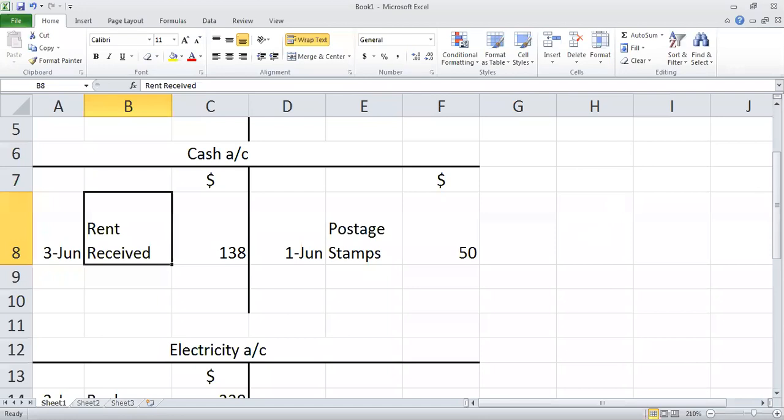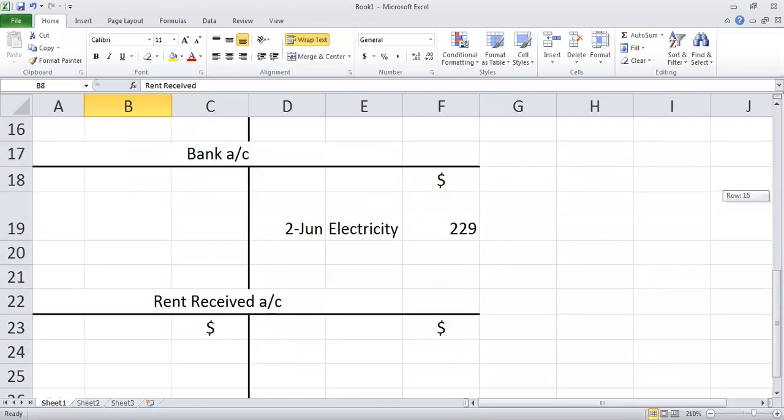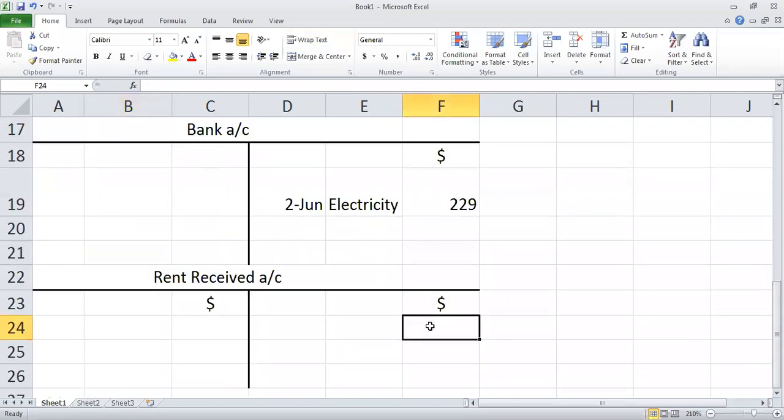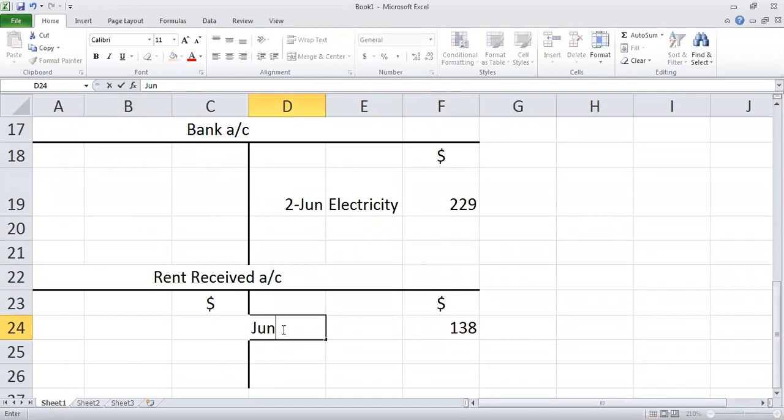Then on their rent receive account, they're going to make a what? Credit entry. 138. Remember, don't ask me why you make a credit entry. The reason why is because it is revenue. Revenue is our credit balance. And when revenue is increasing, what? Credit. And because it was by cash and the relationship is between cash and rent receive, you write cash right here. That is the entry for that transaction for June 3.